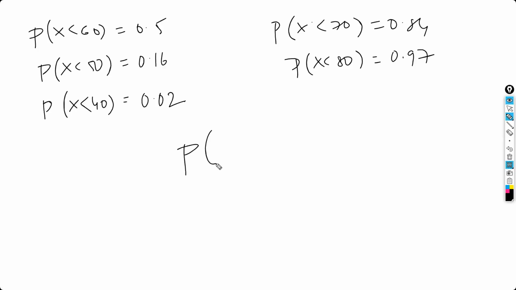Now, what is the probability between 50 to 70? 0.68. Now, what is the probability between 40 to 80?